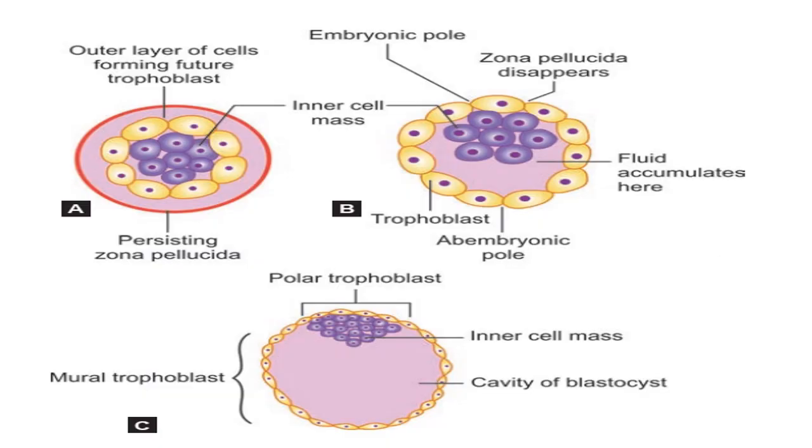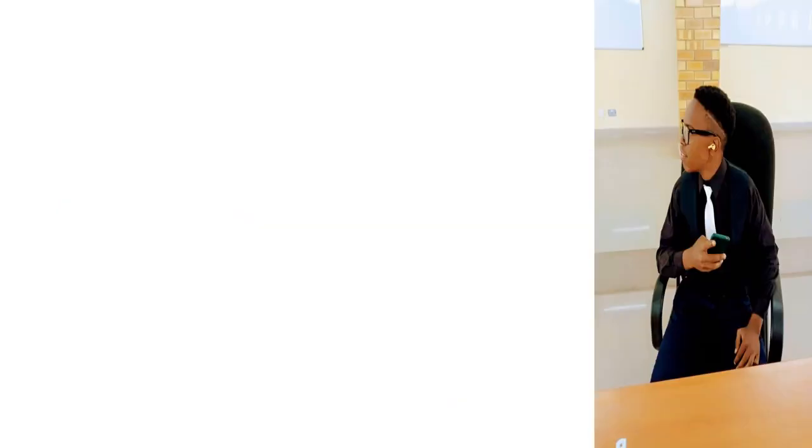Then this is simply a whole summary of what I've created, so that you understand how a blastocyst is actually formed. So this is what I've been explaining. You can go through the picture by pausing the video and see if it makes sense. Okay, so this is where we end our video.